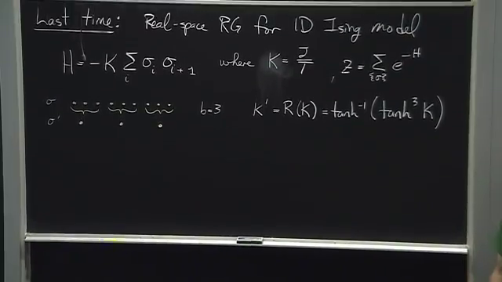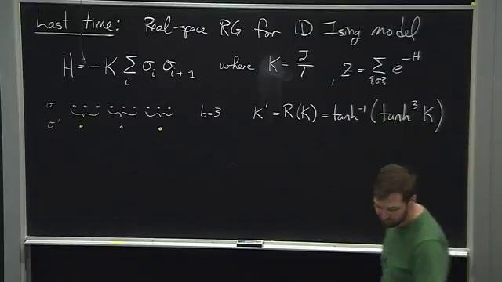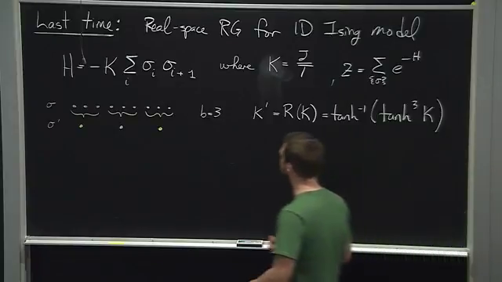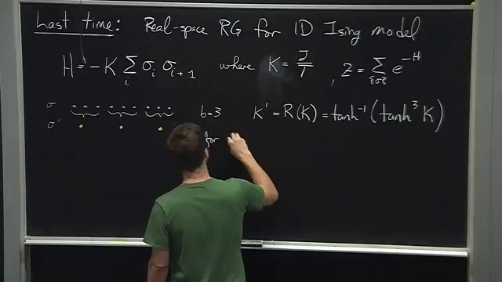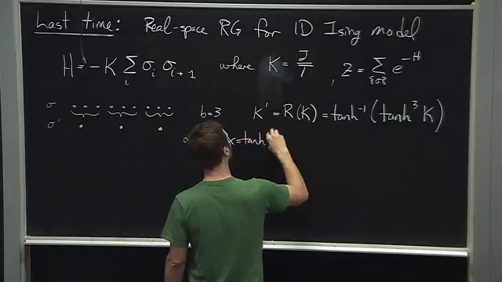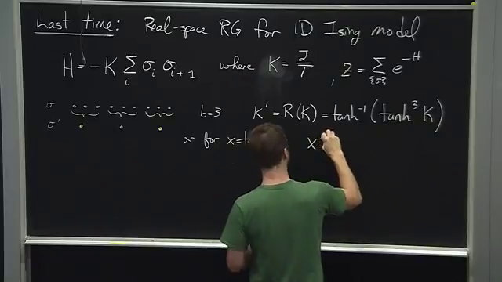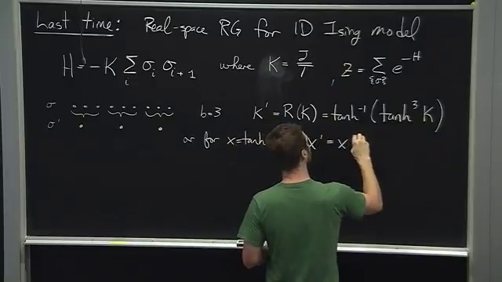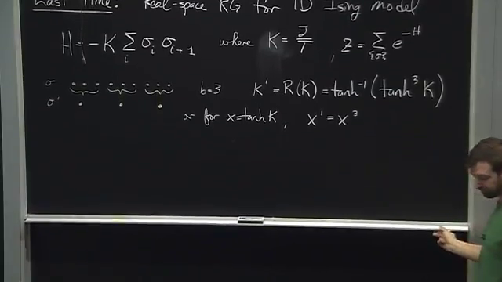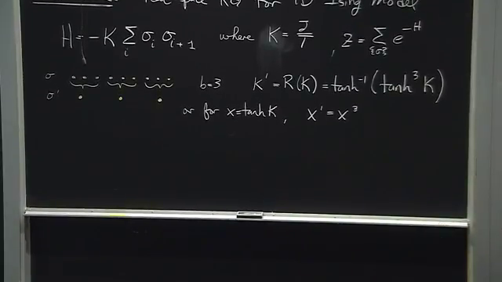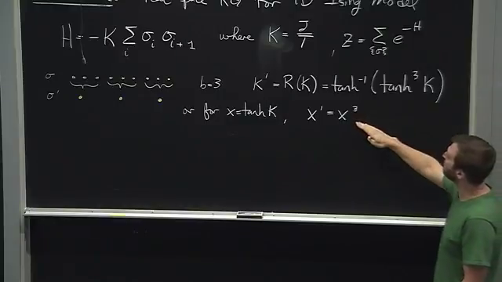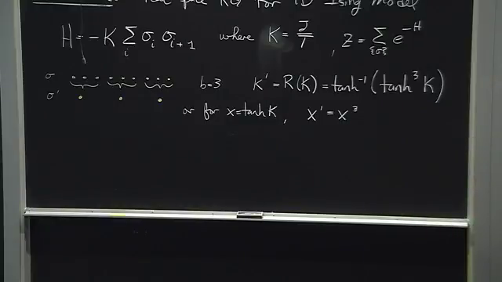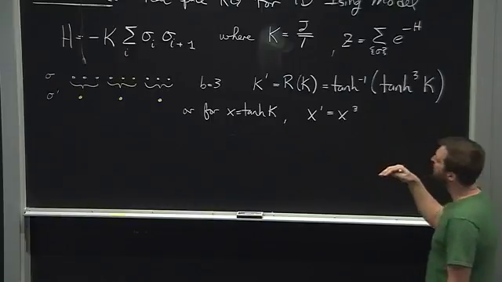And I defined x as hyperbolic tanh, right? So then I have x prime equals x cubed. So that part, we'll turn back to this in a minute. So that partition function, remember, is invariant. The Z doesn't change through this exact RG transformation, except in form.